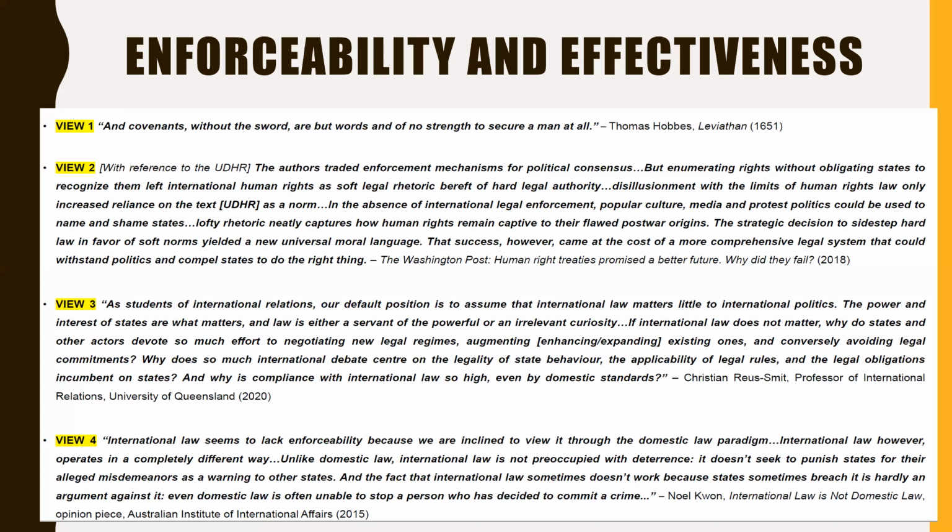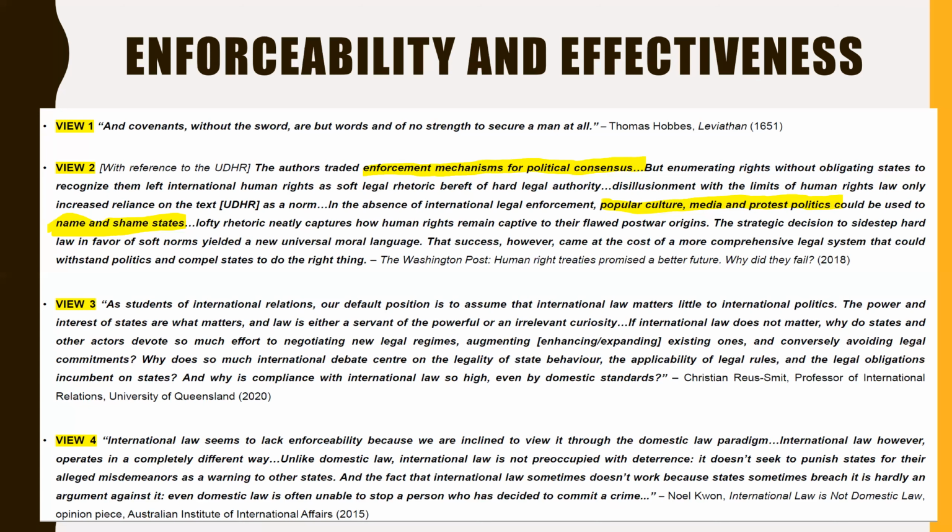However, international law is different to domestic law. The second view gives us another idea. It says that the authors of these international laws have traded enforcement for political consensus. So states have signed these international laws not for enforcement, but more because the international community all agreed to this. They've all decided that this was the right thing to do. And because we don't have enforcement, we more have popular culture, media and protests that name and shame states. So we may have these laws in place and they may lack enforcement, but states can be held accountable through other means and other methods. Often there is shame and criticism from global actors when they do fail to uphold the international law.